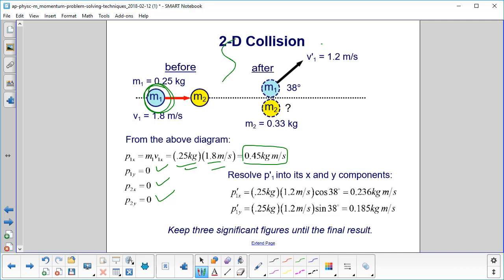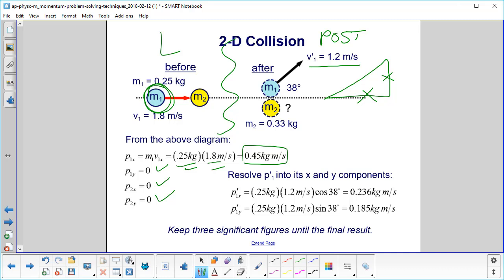Okay, so now we've done this on the left side. Now we want to do the post-collision, or the after. And we know that P1 prime, well, let's see, what are we given? We're given the V1 prime right here, and of course the mass is still the same. So what we're going to want to do is find the momenta here in the y direction and here in the x direction. So it's just a little trig there.